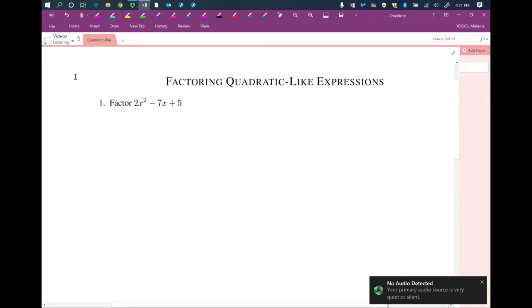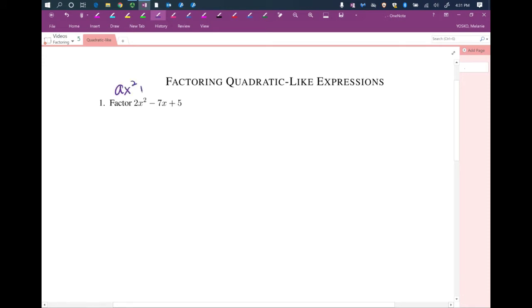Let's factor quadratic-like expressions. So this actual expression here is quadratic. We're going to use it, though, to factor some other things in just a moment. It's quadratic because it's in the form ax squared plus bx plus c. We see that a is the coefficient of x squared, so a is 2. B is the coefficient of x, which is -7, and c is the constant, which is 5.